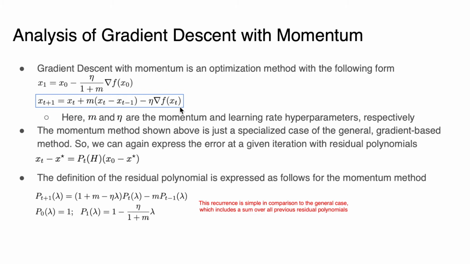And gradient descent with momentum has seen a huge resurgence in current research, mainly because stochastic versions of gradient descent with momentum have been very effective for deep learning.